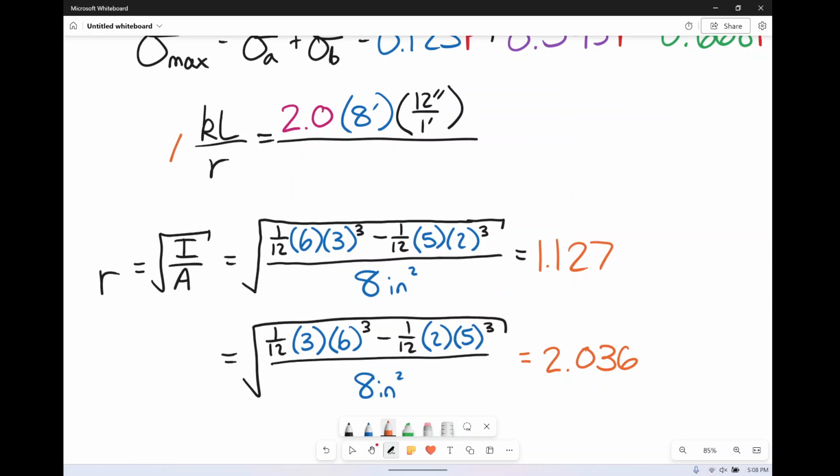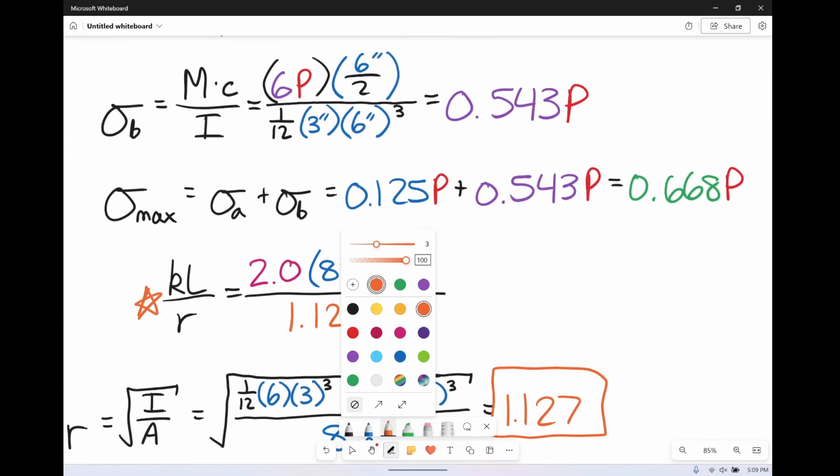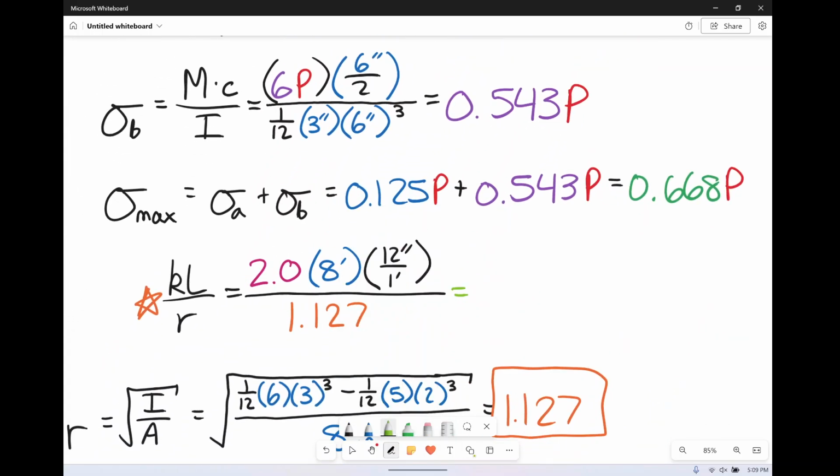You might be wondering, which one am I supposed to use? Remember that for our KL over R, we want the larger value. So the larger value for KL over R is going to be using the smaller value of R. Don't believe me, you can plug it in. If I plug in a smaller 1.127 here, if I divide by a smaller number, I'm going to get a larger number. So my value for KL over R, in this lovely pea green color, is 170.4.